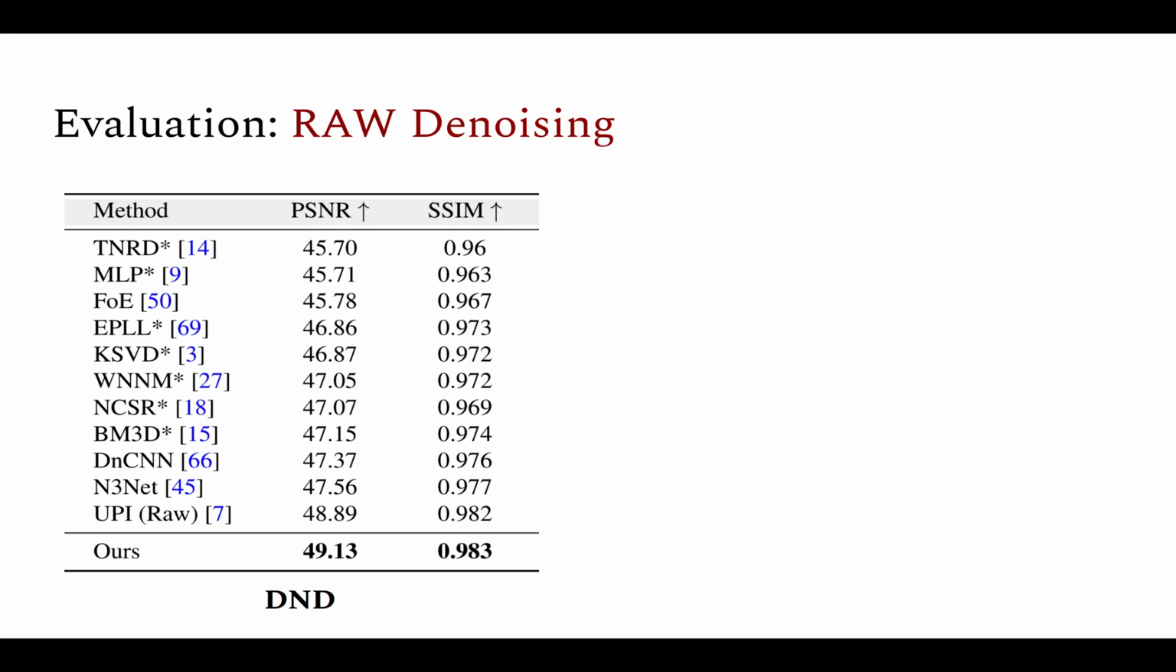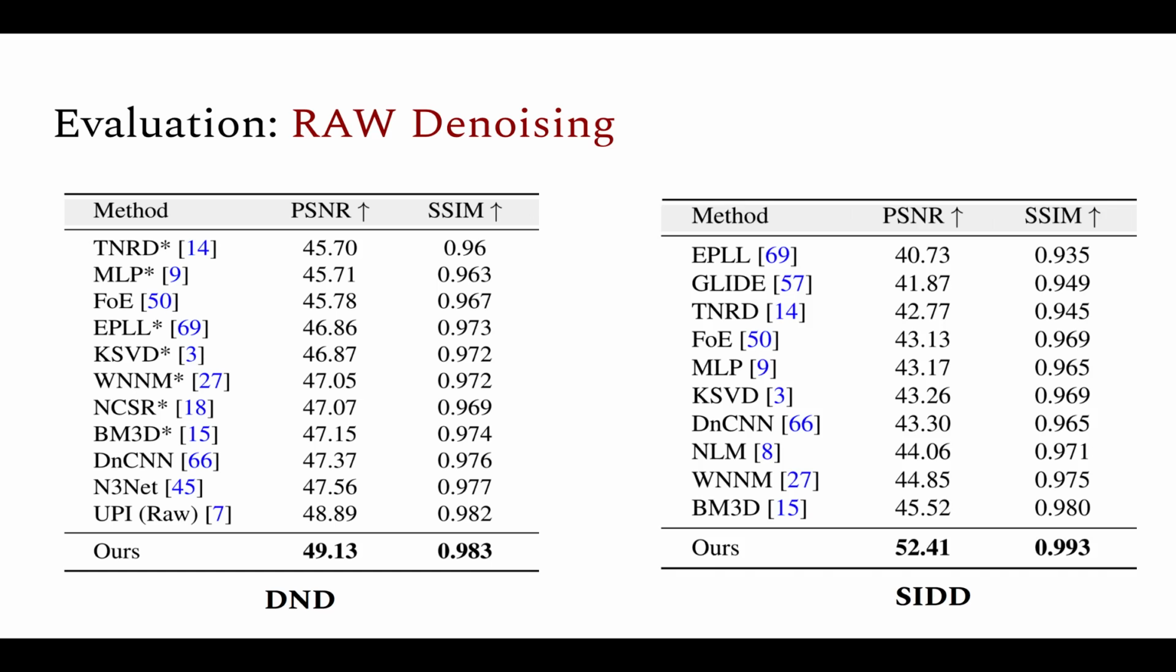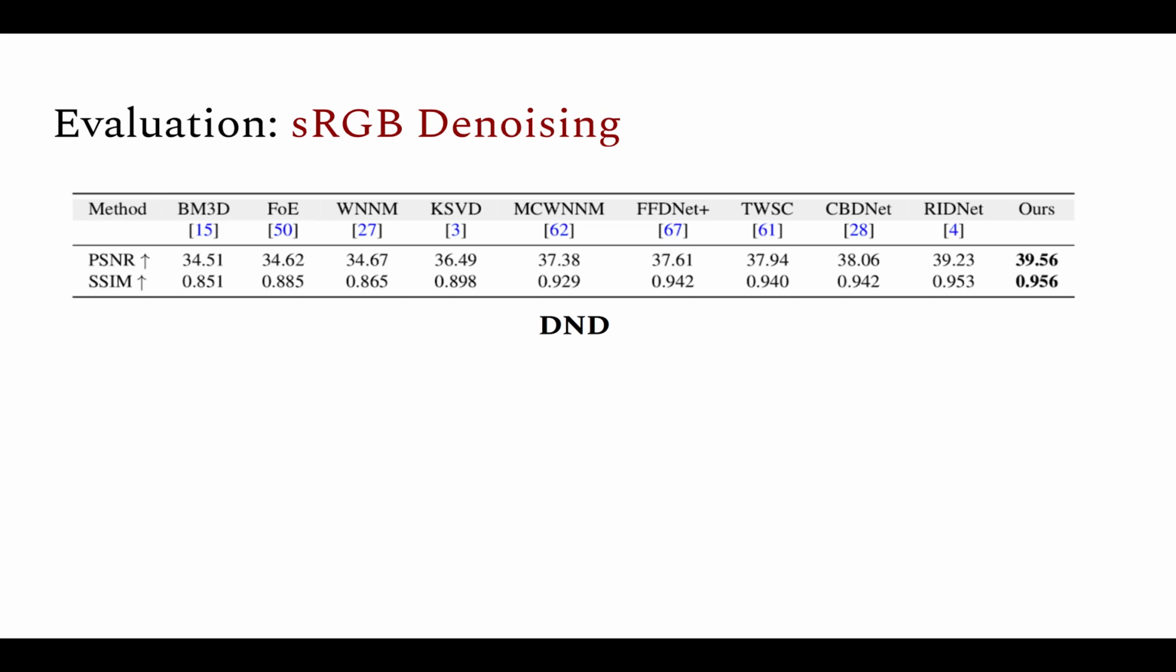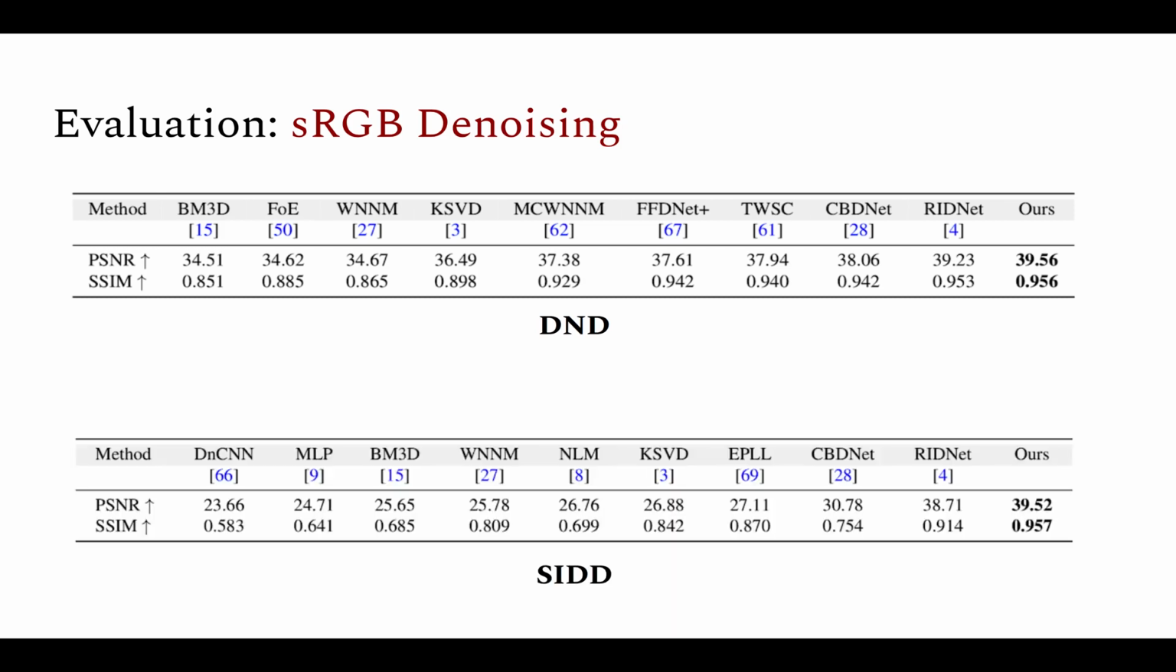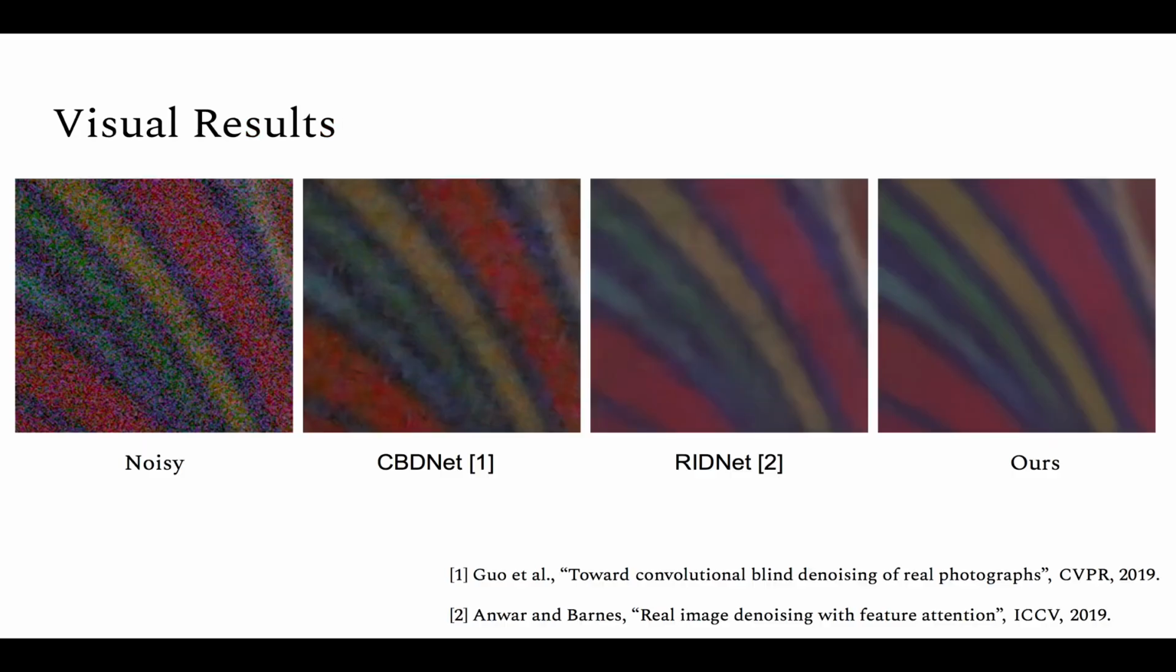Here are the results of RAW denoising on DND benchmark, where our method performs better than other competing approaches. The trend is similar on SIDD benchmark. For the sRGB denoising track, our method produces better results than those of other methods. Same is the case for SIDD dataset. Now I will show some visual results.